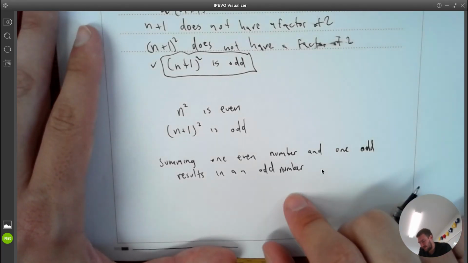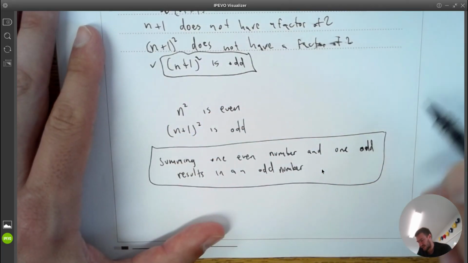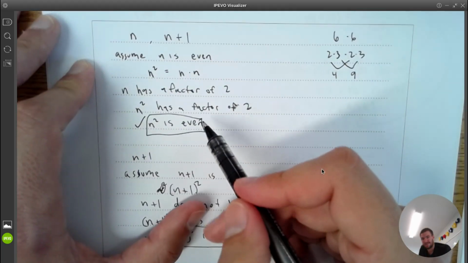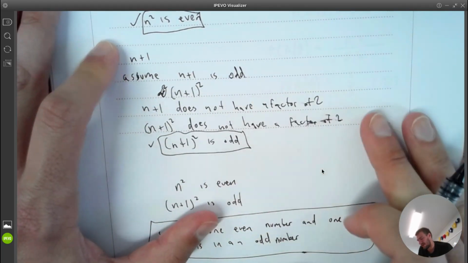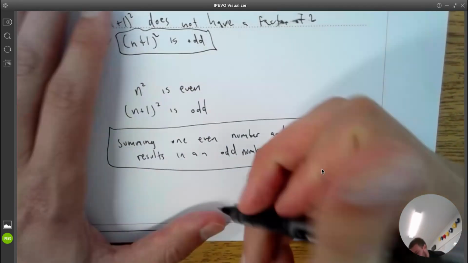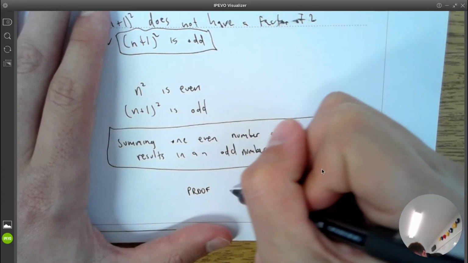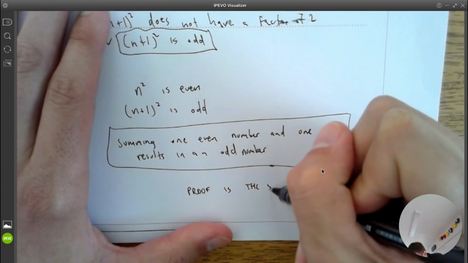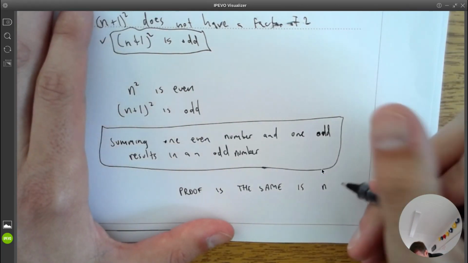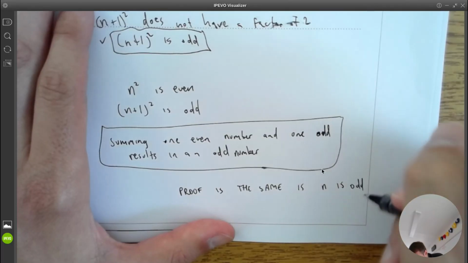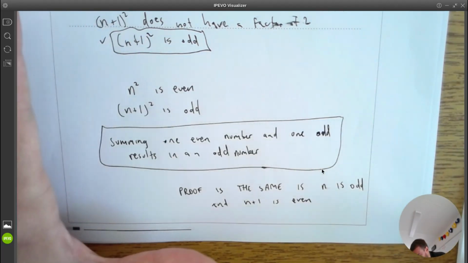Now, we do want to be careful before I finish. I'm not sure if I'm getting all my marks for writing this, but I think I'm getting quite a few marks here. At the beginning, we have assumed that n is even and n plus 1 is odd, and it could be the other way around. So at the end here, I just want to make sure I make a comment like, proof is the same if n is odd and n plus 1 is even.